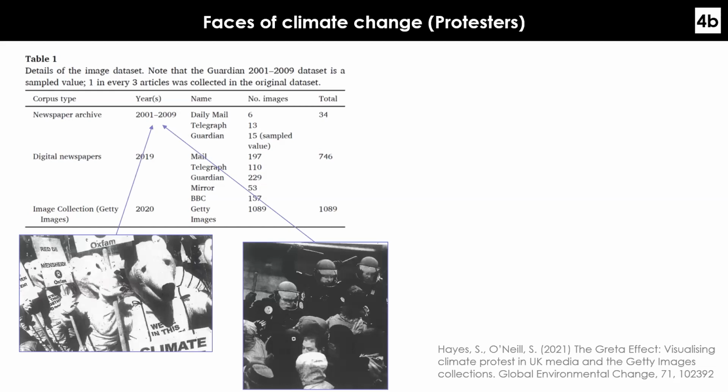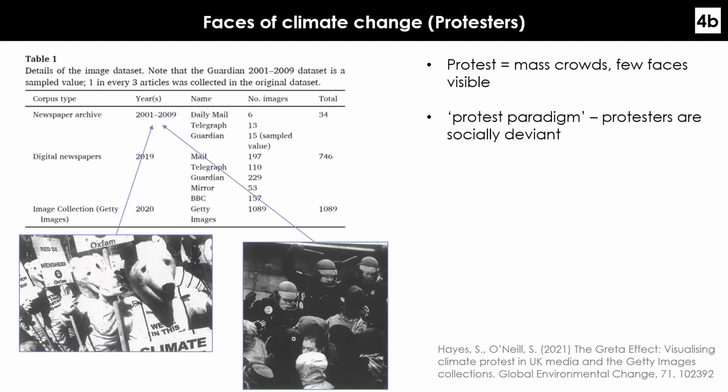So in the 2000s, these are common images that we see on climate protests. People dressed up, so you can't see their faces, lots of people, and very consistent with what we call the protest paradigm. So protesters are pictured as deviant, socially deviant, different, othered. There's lots of people, the police are in charge, it might be violent, and so on. So that's what climate protest looks like. You know, there's big panned out shots, people from a distance, no faces.